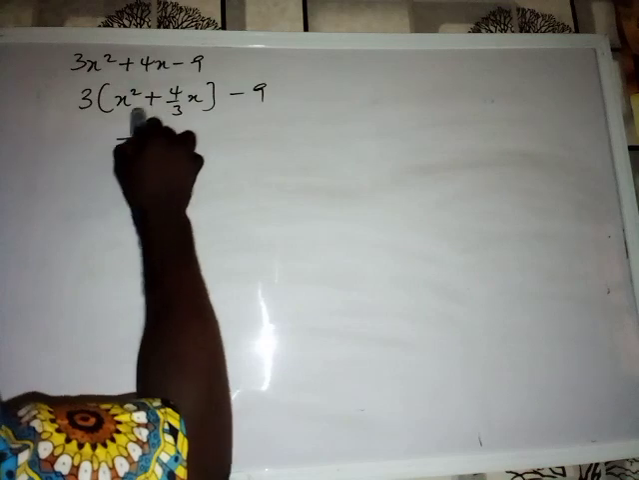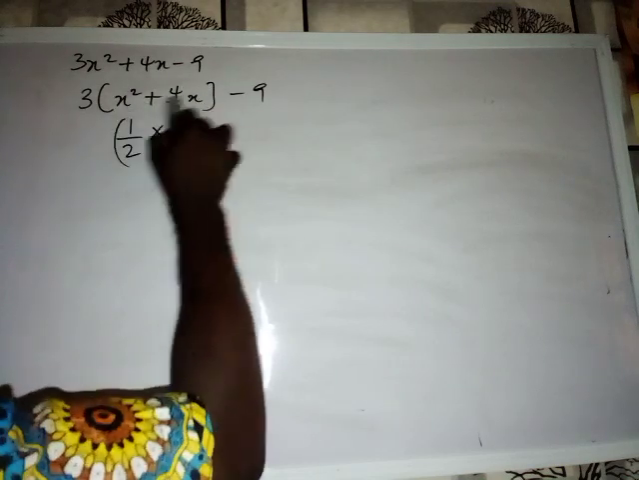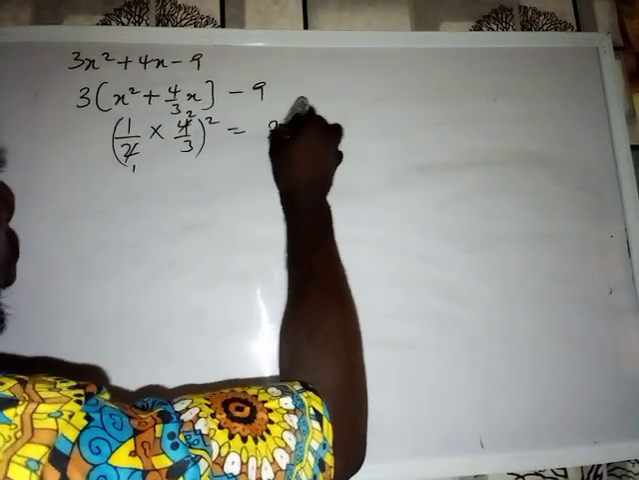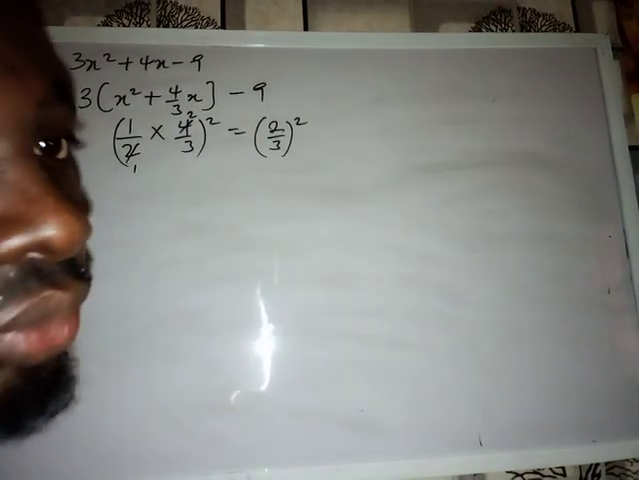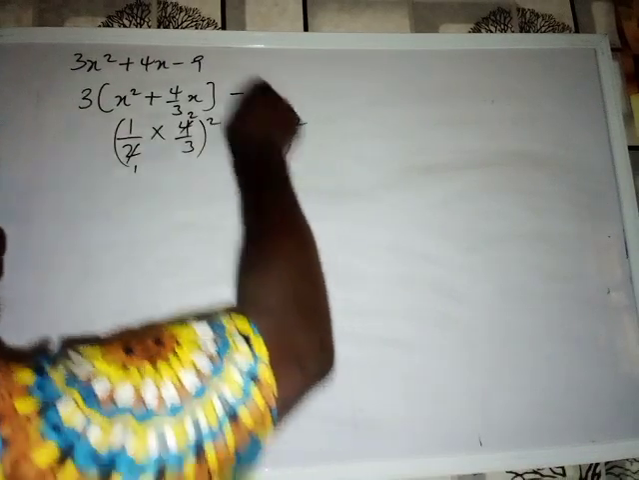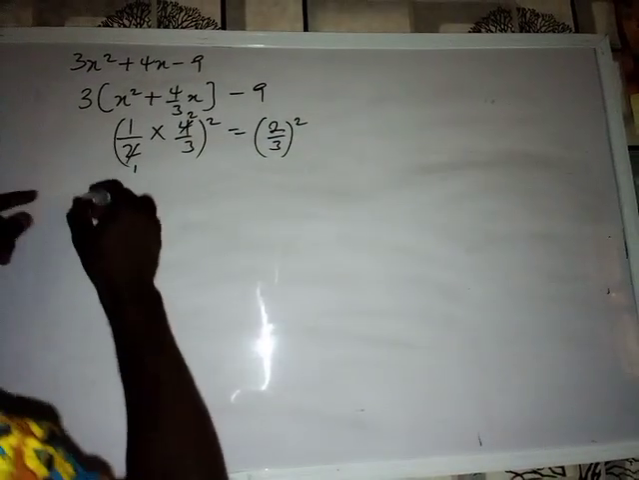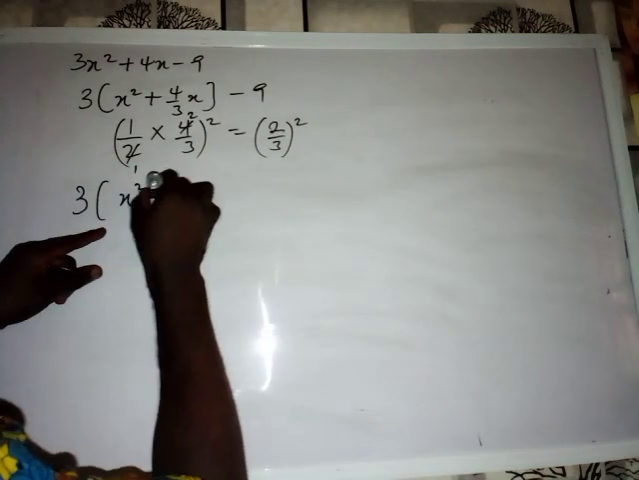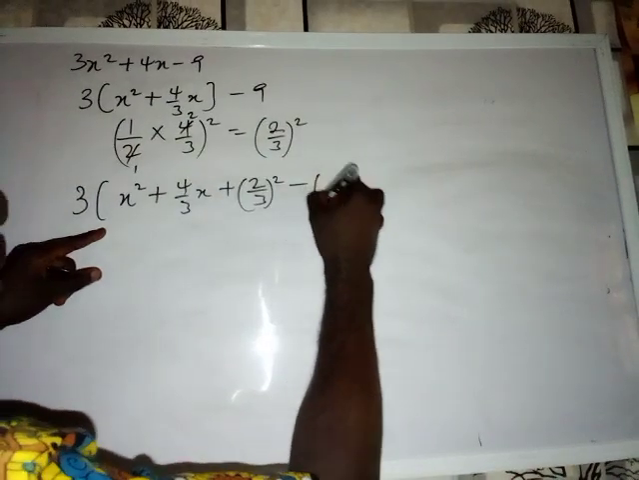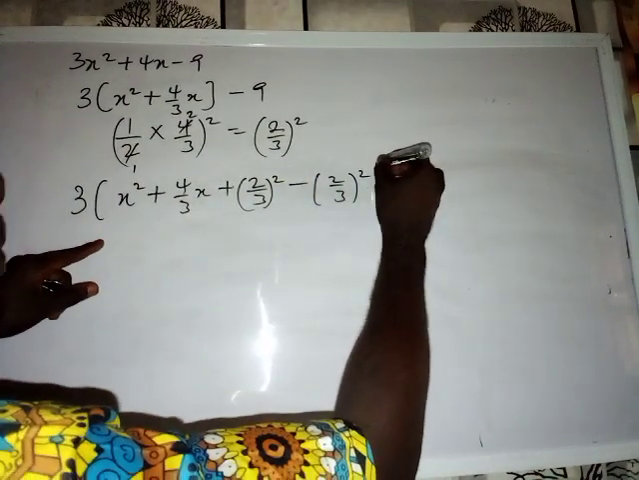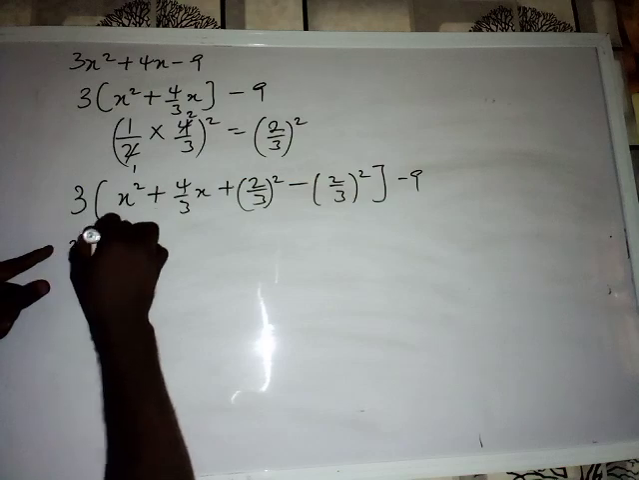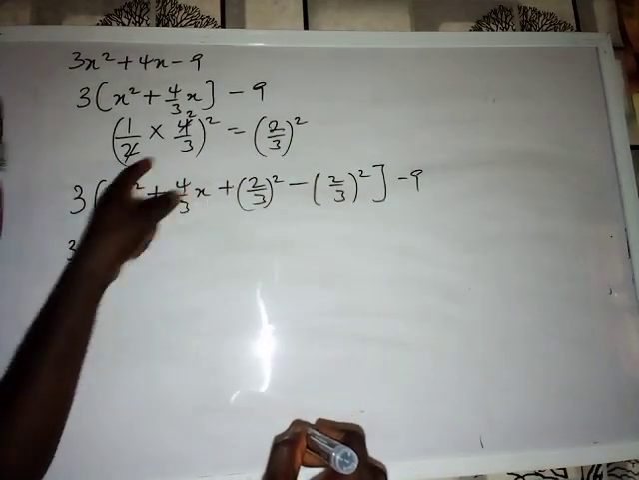Then I'll do the same thing: 1 over 2 times 4 over 3. That's the coefficient of x. Then you square it. 2 here, 2 over 3 all square. So now I will add this value to this expression and also minus it from the expression. So 3 into bracket x squared plus 4 over 3 x plus 2 over 3 all square, minus 2 over 3 all square, in bracket, minus 9.